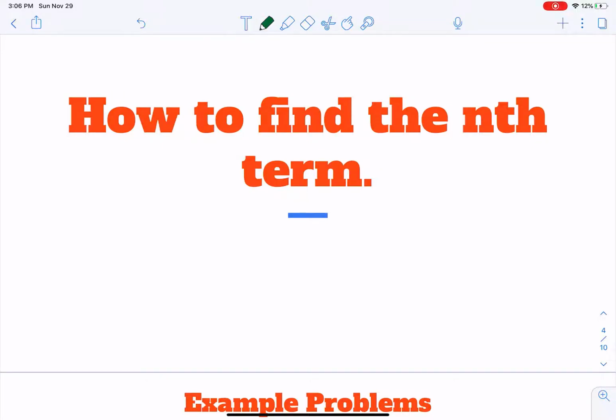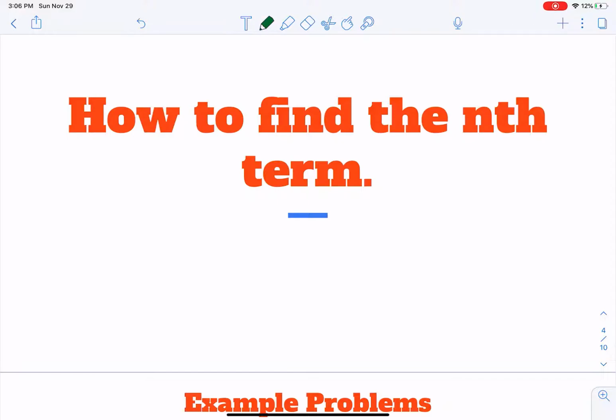Here we'll have our video about how to find the nth term of any arithmetic sequence. So we're still chatting about arithmetic sequences. And when I talk about how to find the nth term, n is the value that we use to represent the term spot in the sequence that we're talking about.